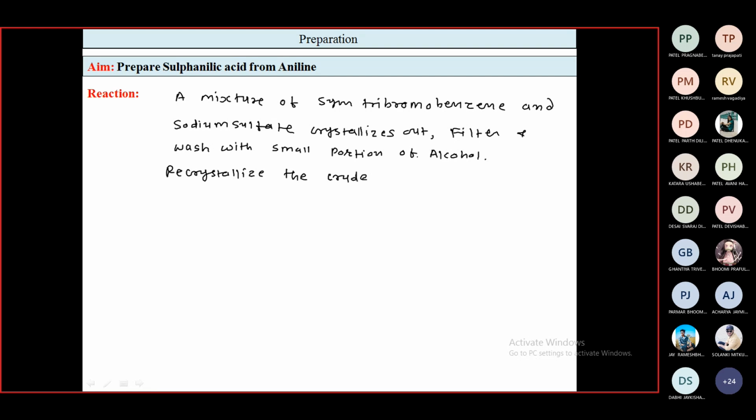Recrystallize the crude tribromobenzene from methylated spirit.